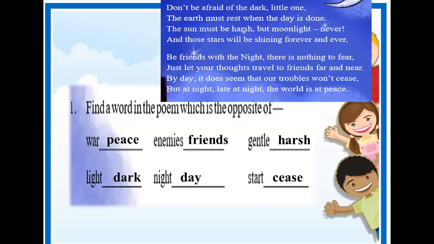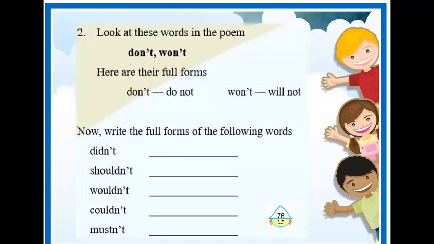Right. Now, let's move on to the next textual exercise, which is given in page number 76. Children, listen to me carefully as I read the question. Okay? Look at these words in the poem. Don't, won't. Here are their full forms. The full form of don't is do not, and the full form of won't is will not.